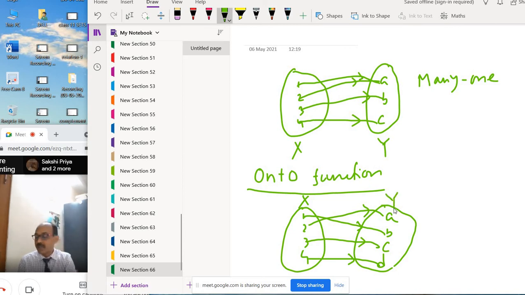So every element of Y has at least one pre-image. See, no element has no pre-image. All elements A, B, C, D have pre-images 1, 2, 3, 4. So no element is left without pre-image. So this is onto function. So this is onto.